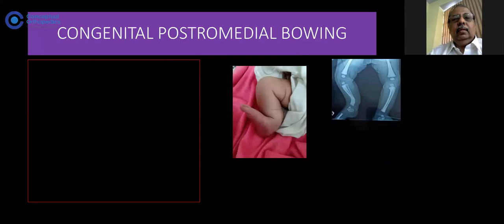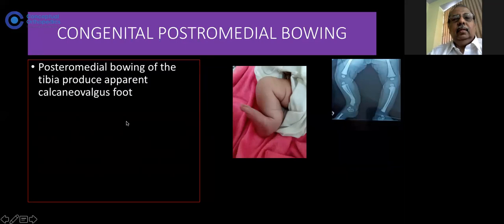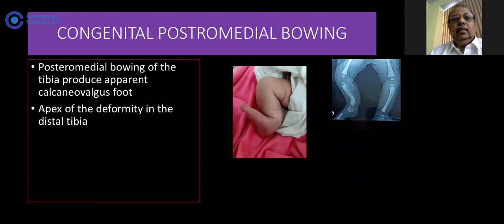Then congenital posteromedial bowing, this is again another condition. Here, there appears to be a lot of dorsiflexion. Actually, the dorsiflexion is taking place in the lower end of the tibia, where there is an angulation. It produces an apparent calcaneovalgus foot. The apex of the deformity is in the distal tibia. Usually you can see there is a posterior angulation here.